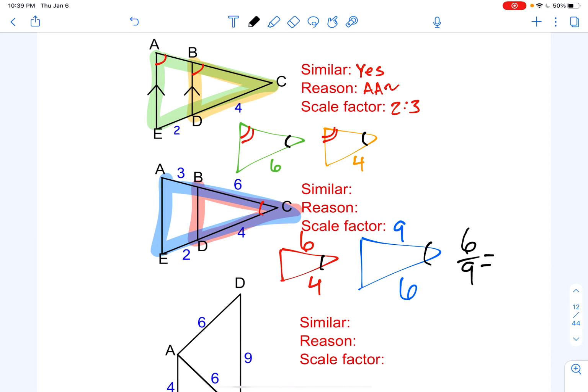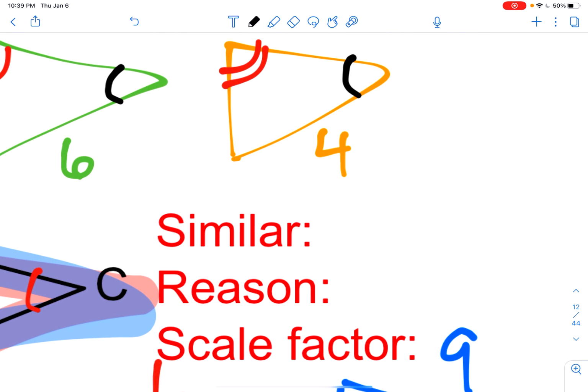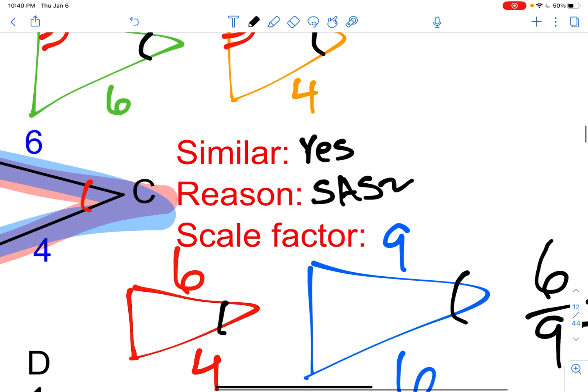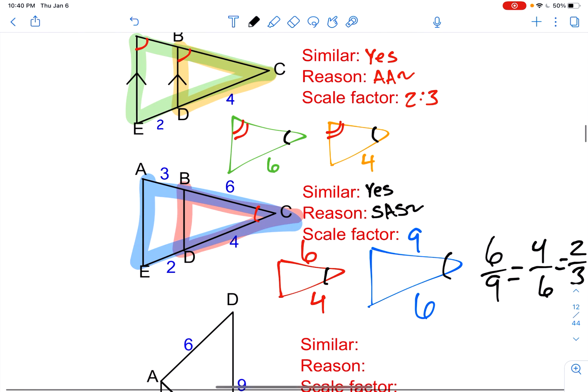6 to 9, is that the same thing as 4 to 6? The answer is yes, it's 2/3. So are they similar? Yes. By what reason? Side, angle, side similarity. Scale factor being 2/3.